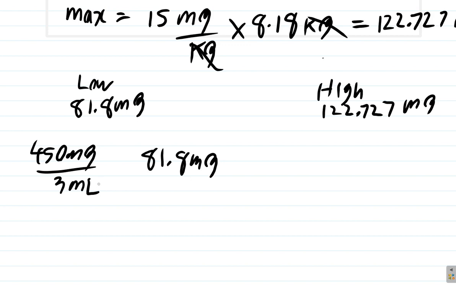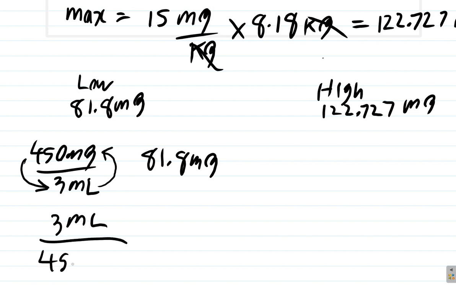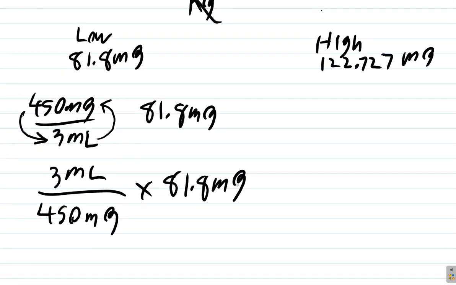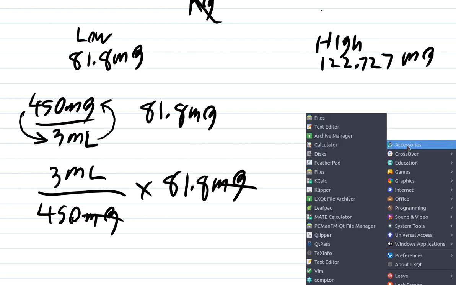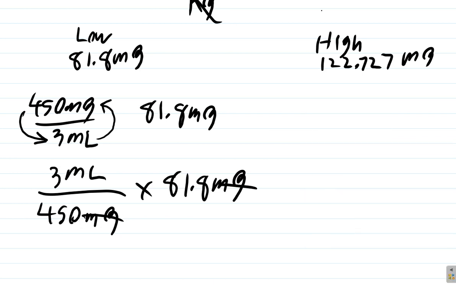What we're going to have to do is find the reciprocal of this in order for the units to cancel out. So at the top we have 3 milliliters over the bottom 450 milligrams, multiplied by 81.8 milligrams. Now here, you see that milligrams cancel milligrams. So we're going to have 3 divided by 450 times 81.8, and that will give our answer in milliliters.